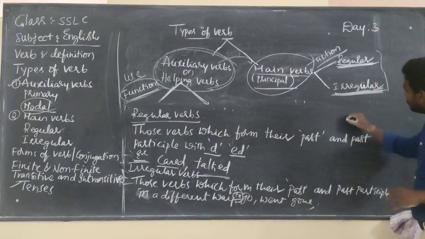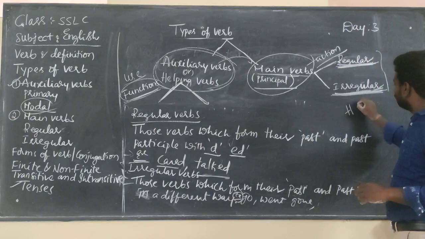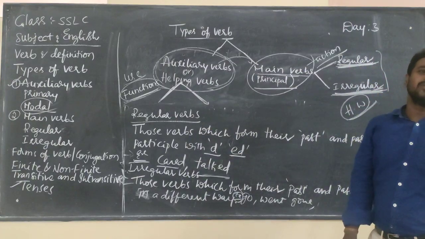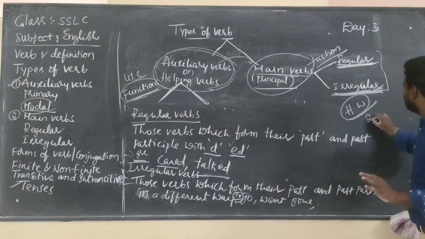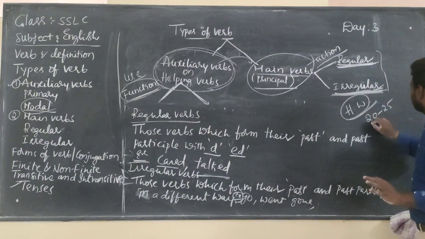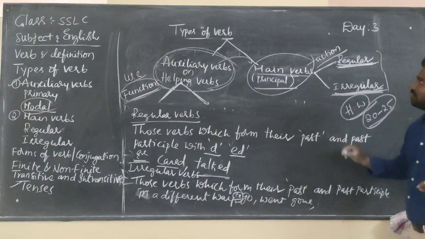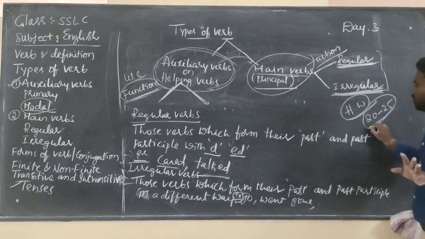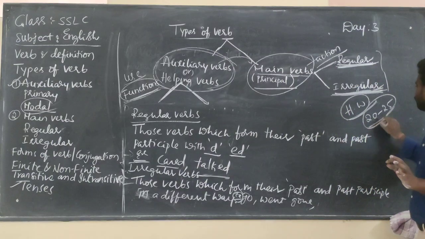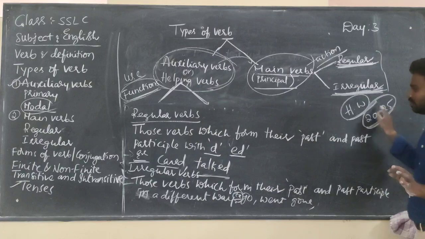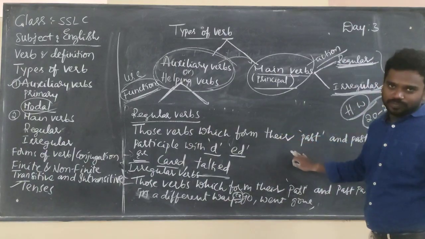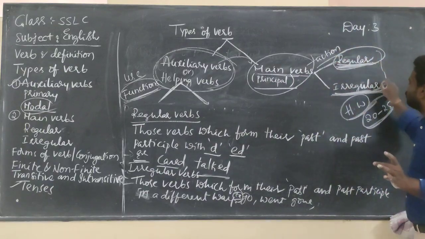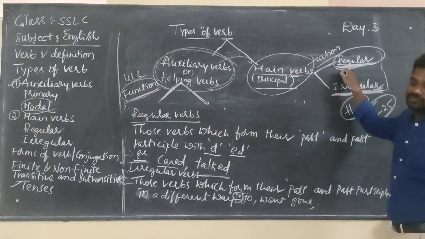In day 3 homework, I am going to ask you to list out 20 to 25 regular verbs and post them in the group. Write them with the present form, past, and past participle. Only regular verbs.